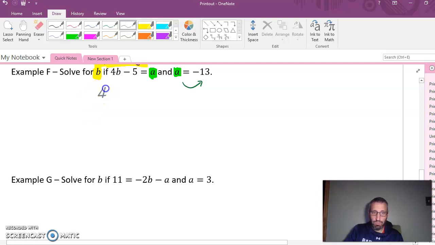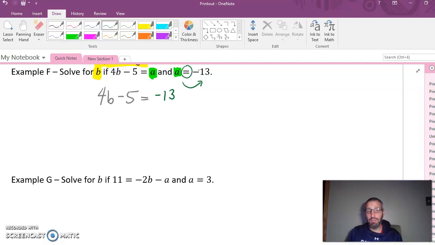So 4b I'm keeping the same. Minus 5 I'm keeping the same. Equals I'm keeping the same. But now instead of a, I'm plugging in, maybe I'll use the green, negative 13, because they are equal to each other. And that negative 13 is easier for me to work with. Now I'm solving for b. I've got a letter b here. I'm used to solving for x, but solving for b can be the same thing.